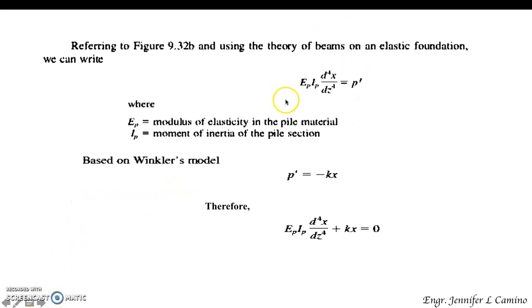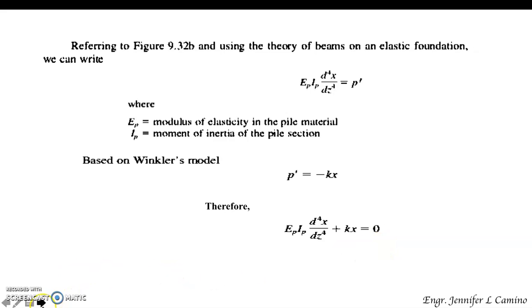And if we try to have the relationship, we can express that in this form. E sub P is the modulus of elasticity of the pile material, and I sub P is the moment of inertia of the pile section. Based on Winkler's model, P prime is equivalent to negative K sub X. If we substitute this value, we can have this expression now.